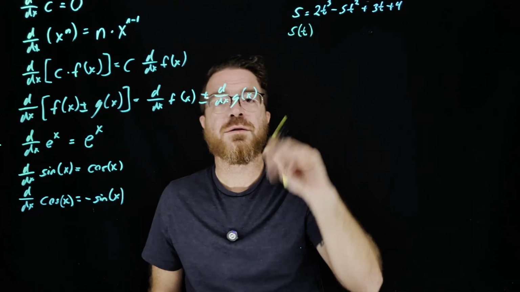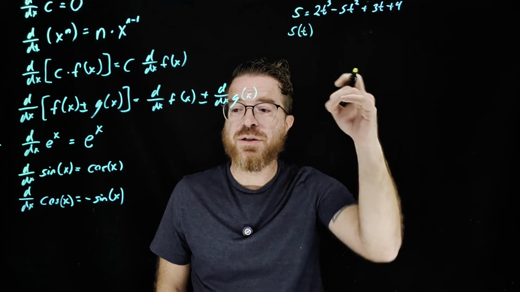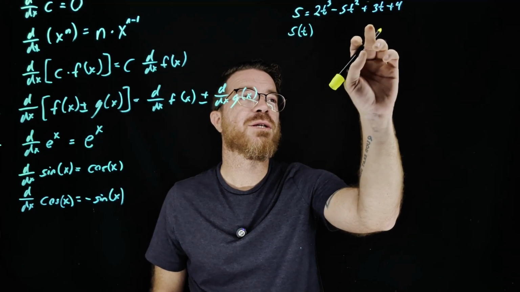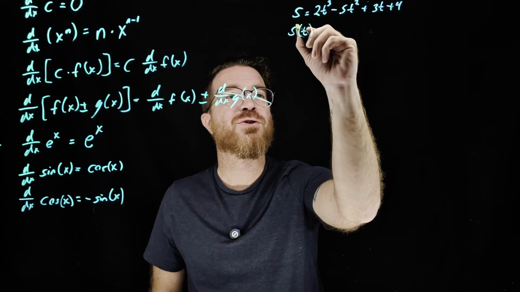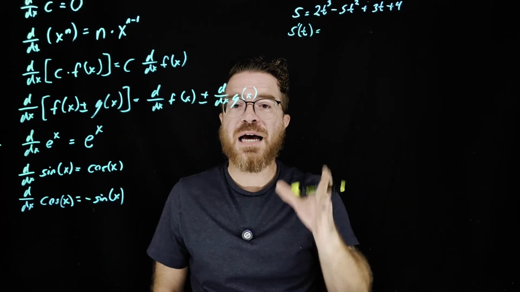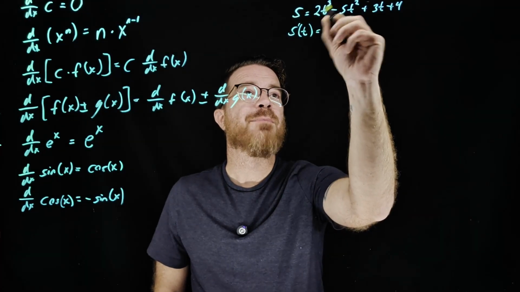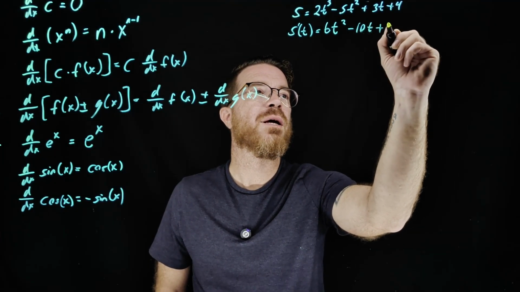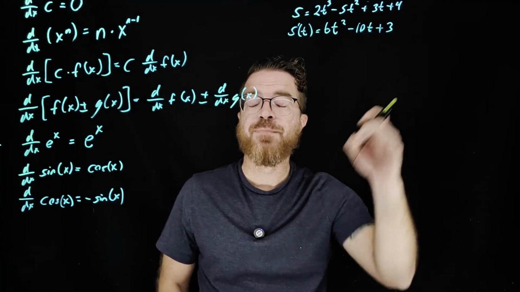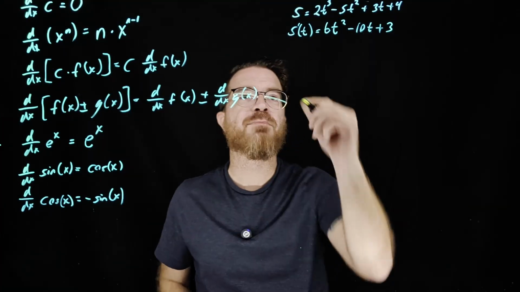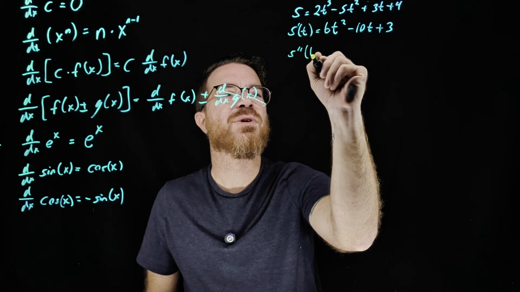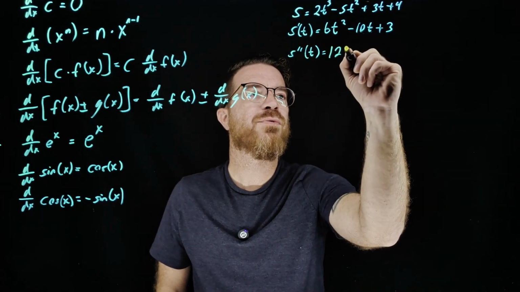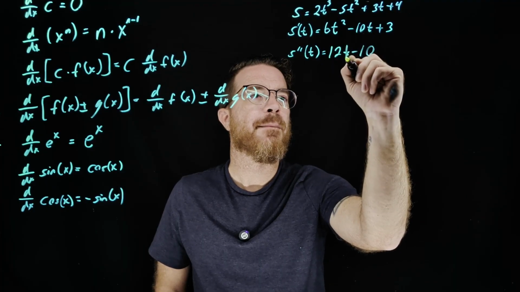So first things first, this s of t is the position of our particle based on some amount of time. So we have s of t equals 2t cubed minus 5t squared plus 3t plus 4. We're going to find the derivative to figure out the velocity of our particle. This is going to end up being 6t squared minus 10t plus 3. This would be the velocity. But the question asks for the acceleration, meaning we want to take the second derivative of our position with respect to time. So this is going to become 12t minus 10.